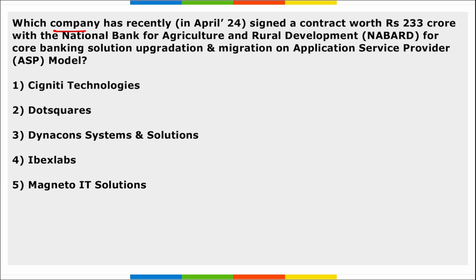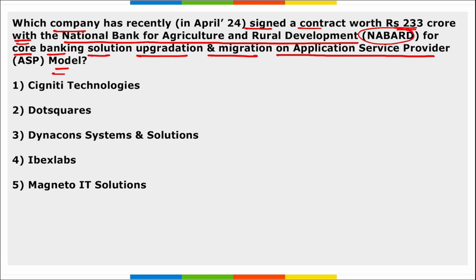Next, which company has recently signed a contract worth 233 crore rupees with National Bank for Agriculture and Rural Development, that is NABARD, for core banking solution upgradation and migration on application service provider module, that is ASP module. So which is that organization or company? That is Dynacons Systems and Solutions. This is a technology solutions provider.